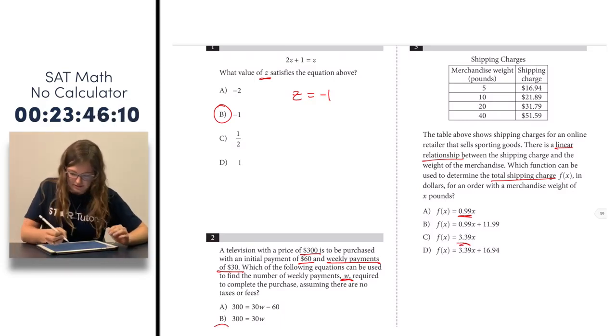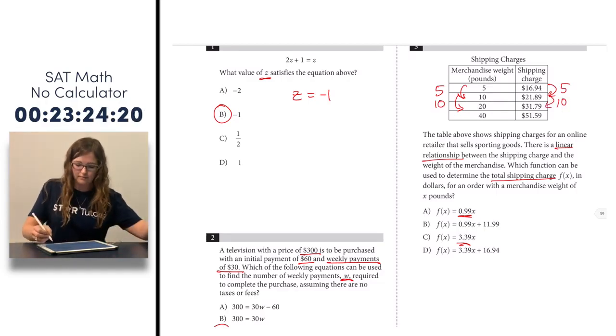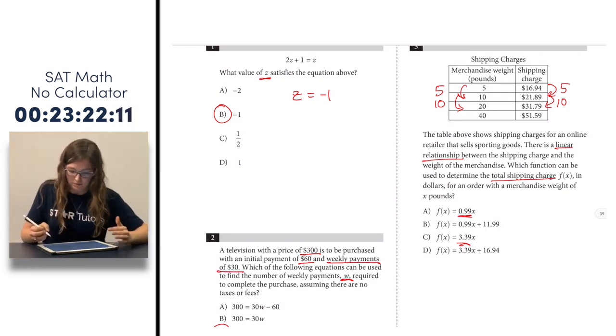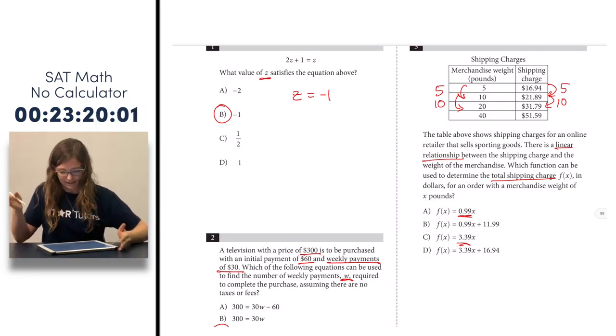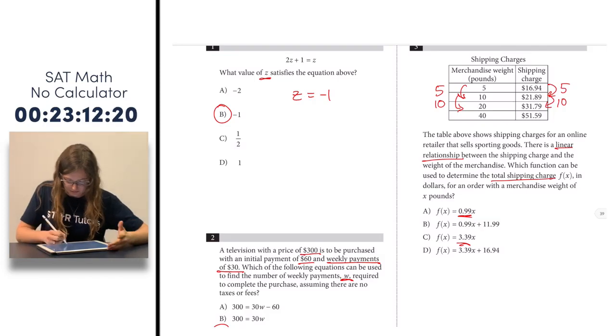I'm just going to see if I can find trends in the pounds and the shipping charge. As the pounds went up by 5, this is roughly 17, roughly 22, so this is going up by roughly 5. The next one, as I go up 10, this goes up again roughly 10. So it looks like as I'm going up 5, I'm going up 5, and 10, I'm going up 10. That means I'm going up $1 for every 1 pound, so my slope of this line should be 1. So 0.99 is really close to 1.